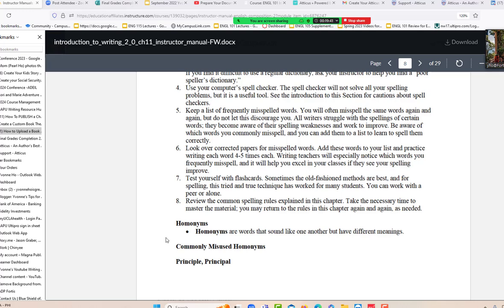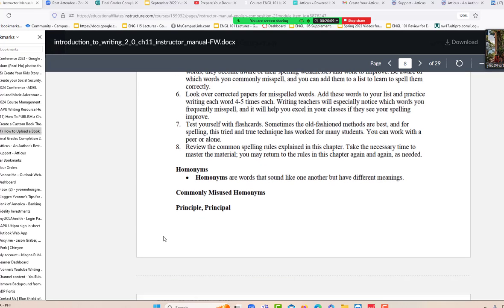Test yourself with flashcards. Sometimes the old-fashioned methods are best, and for spelling, this tried technique has worked for many students. You can work with a peer or alone. Review the common spelling errors. Review the common spelling rules explained in this chapter. Take the necessary time to master the material. You may return to the rules in this chapter again and again and again.